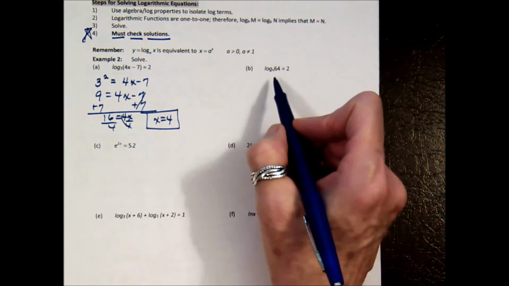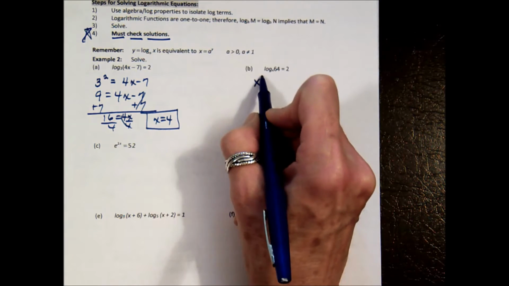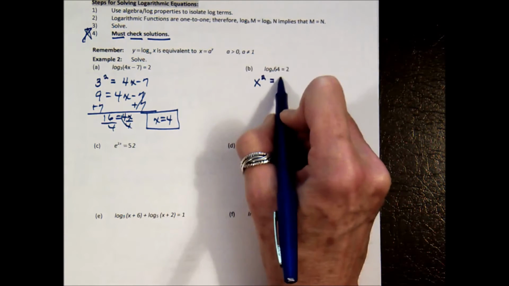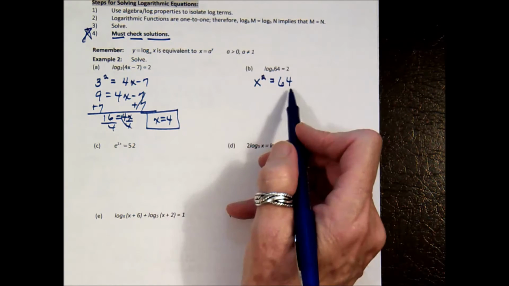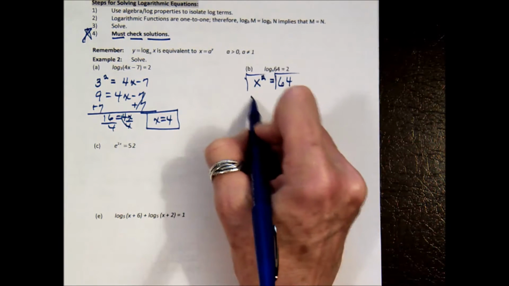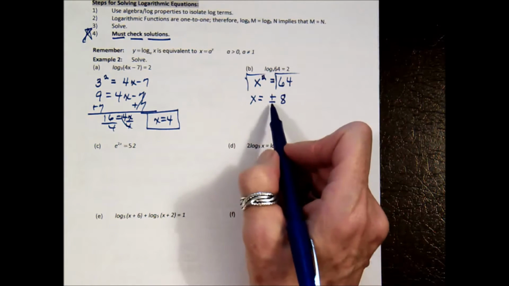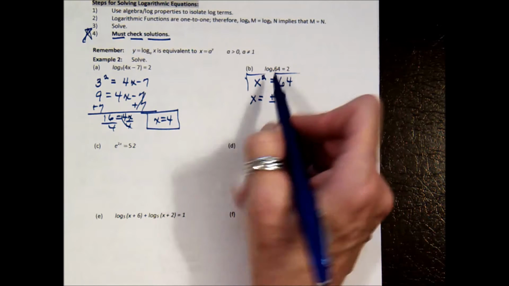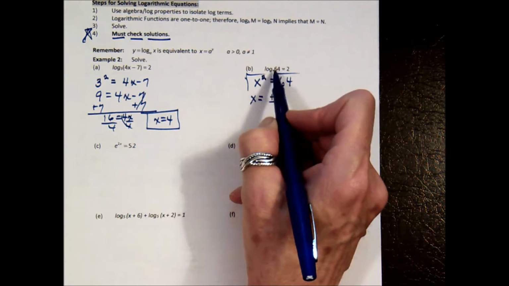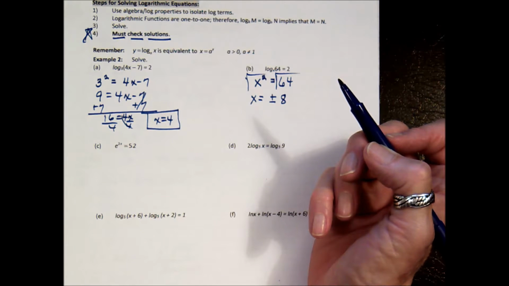We're going to do the same thing here. We're going to say x squared equals 64. Now how would I solve that? I would take the square root of both sides. X equals plus or minus 8. Can x be both a plus 8 and a minus 8? Yes, because I'm using it as a base. Can you have a negative base? Think about it. Can you have a negative base?